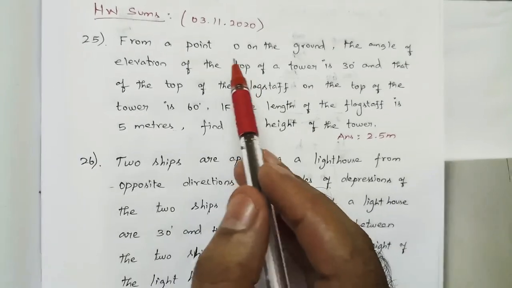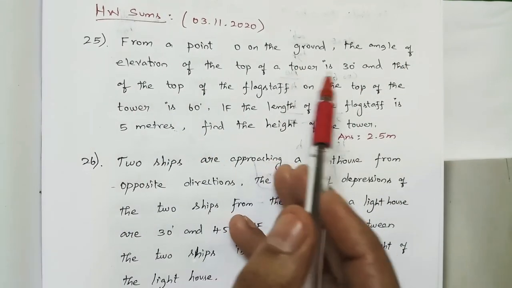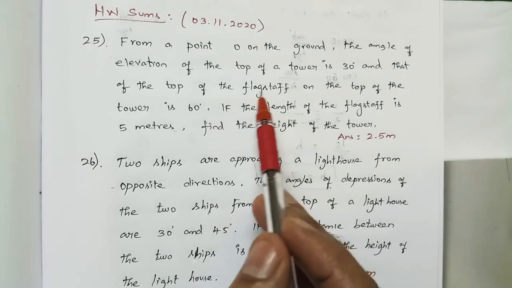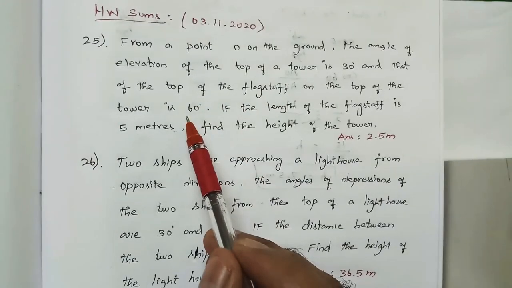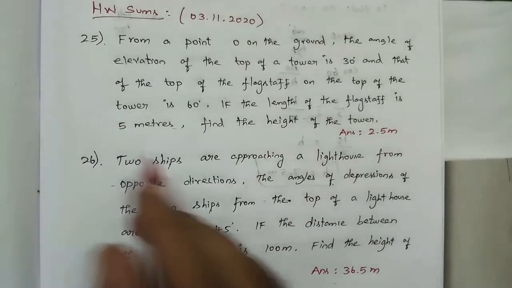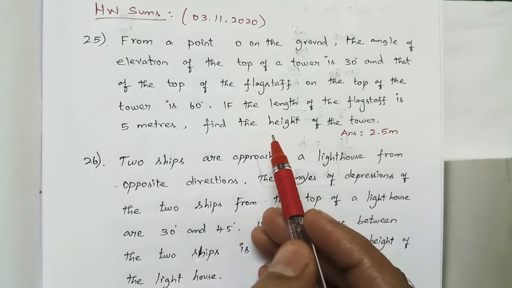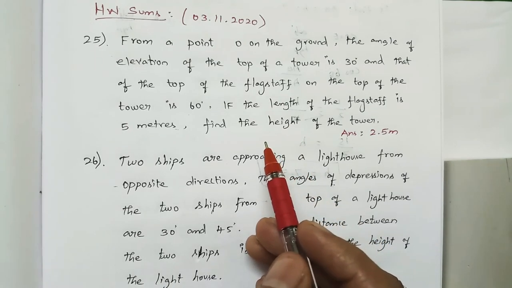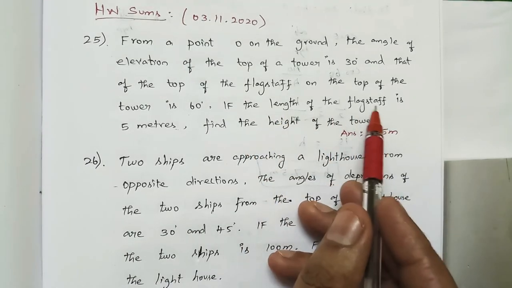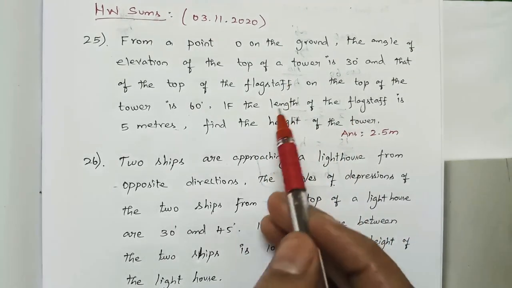Now the angle of elevation from the point O to the top of the tower is 30 degree, and to the top of the flagstaff is 60 degree, right? So it is the same as sum number 22, right? But there they gave the height of the building and asked you to find the height of the transmission tower. Here they have given the length of the flagstaff and ask you to find the height of the tower. Understood? So you have to find that, right?